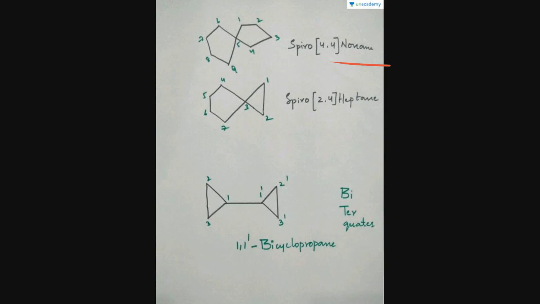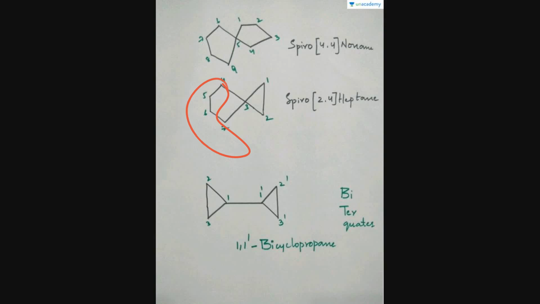in such a way that the smaller ring comes first. We start numbering this way and then towards the big ring. So here we start numbering like this: 1 2 3 4 5 6 7 8 9, and we have four carbon atoms, and here we have 4 carbons, so we write it as spiro 4.4 nonane. And here in this we proceed this way: the smaller ring, 1 2 3 4 5 6 and 7, so it is heptane, and the prefix is given as spiro 2.4 heptane.